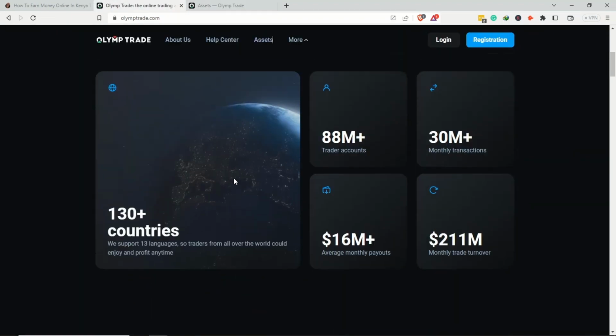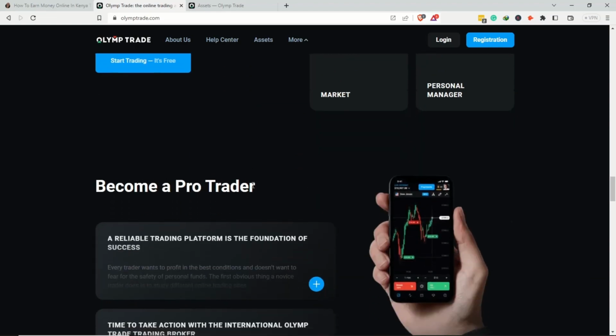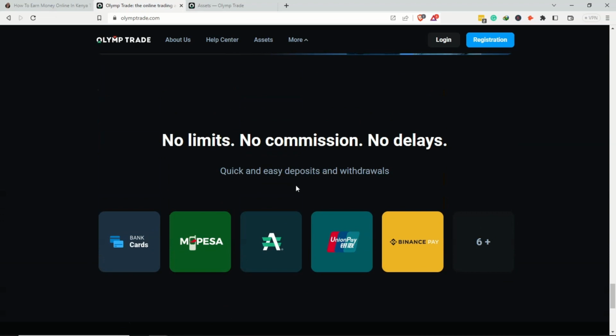Now, why would you choose this? The first thing is, this platform is available in 130+ countries, and they support up to 13 languages, which means you can trade wherever you are in the world. So if you're in Kenya, you can trade. And they have over 88 million traders who carry out around 30 million USD in monthly transactions. Now, the beauty of it is you can trade with whatever method you want.